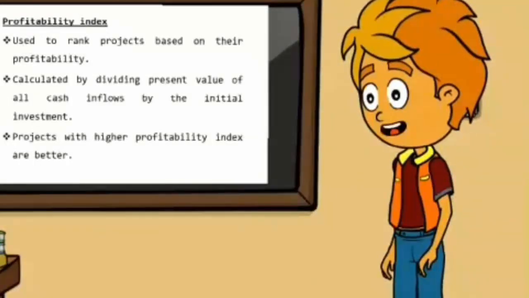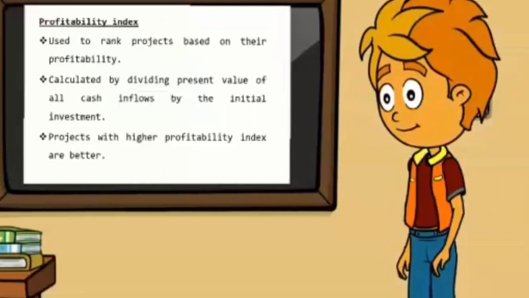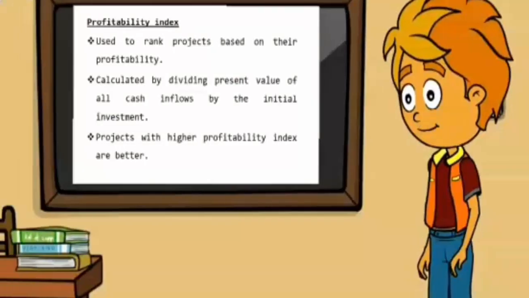Next, profitability index is used to rank projects based on profitability. Profitability index is calculated as total present value divided by initial investment. Projects with a higher profitability index are better. If you take two projects, whichever has the higher profitability index, you have to choose that particular project.